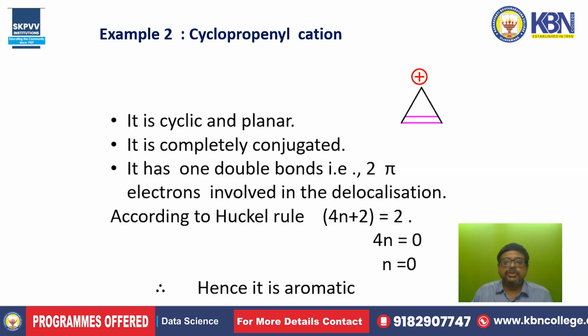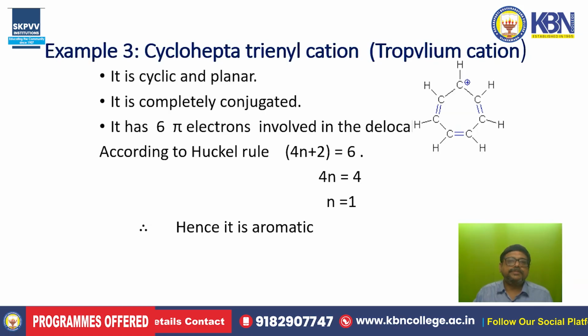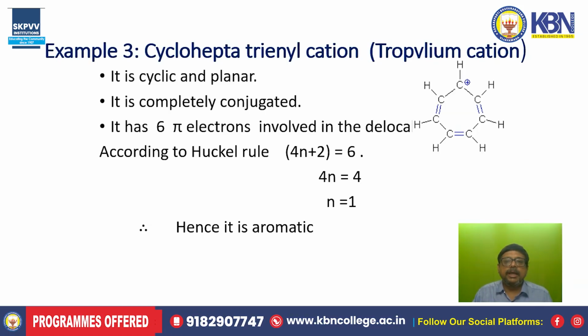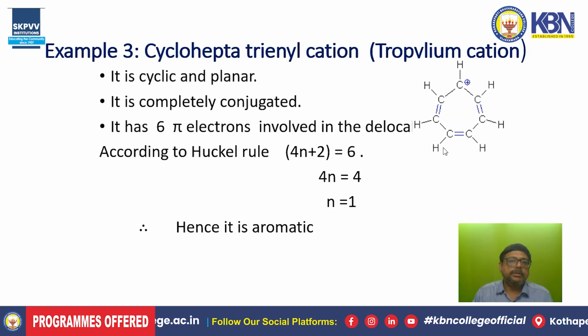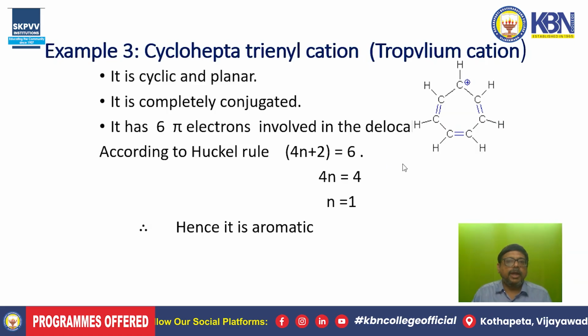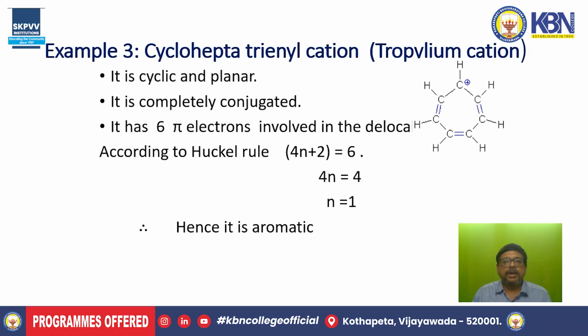Hence it is also aromatic compound. The third example is cycloheptatrienyl cation. It is also called tropylium cation. It is cyclic and planar. It is completely conjugated and it has 6 pi electrons involved in delocalization.